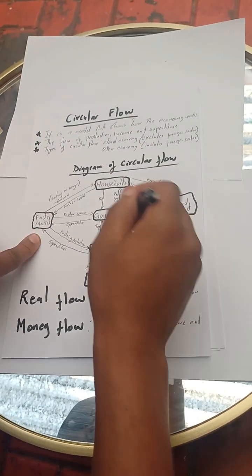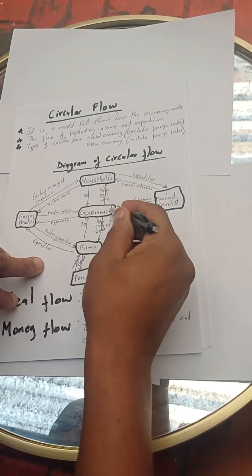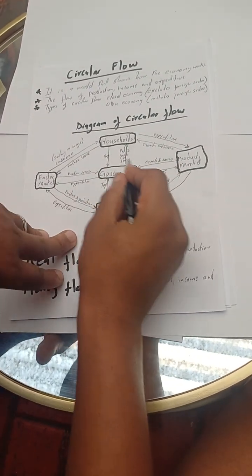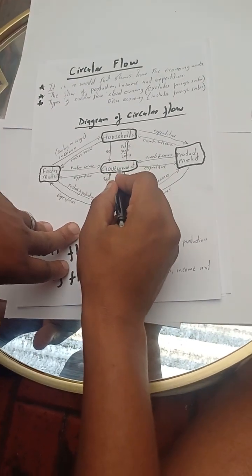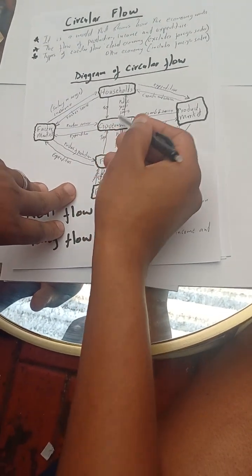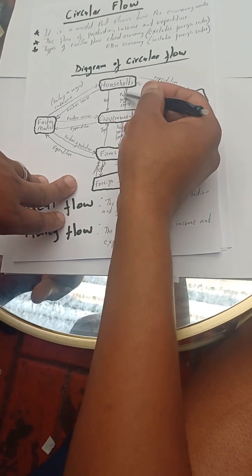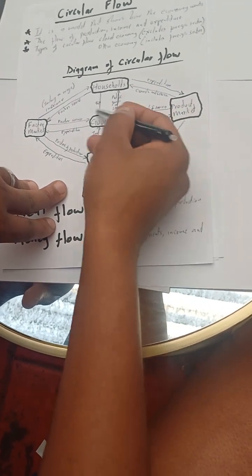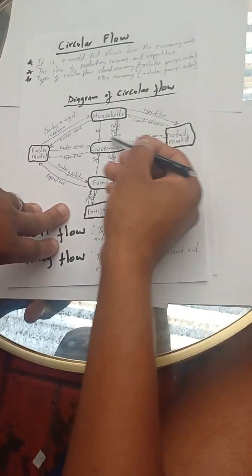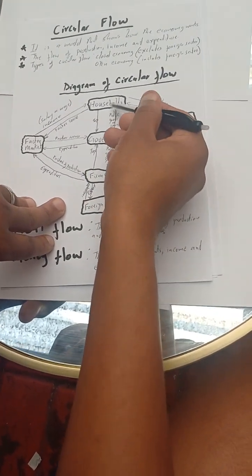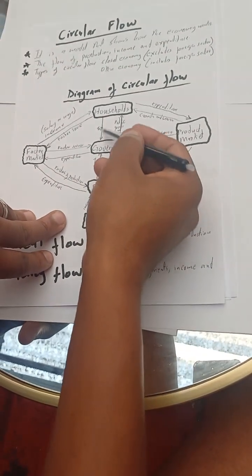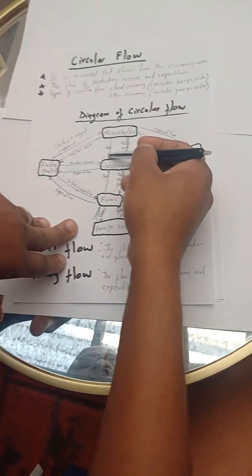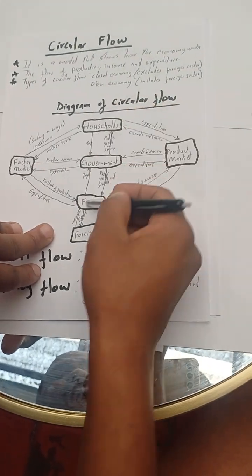And then let us move to our third participant, which is the government or the state. What is the role played by the government in the circular flow? The government provides public goods and services to the household and to the firms. But now the question is, how does the government get the money to provide those public goods and services? The government receives revenue through the collection of tax from the household and from the firms.